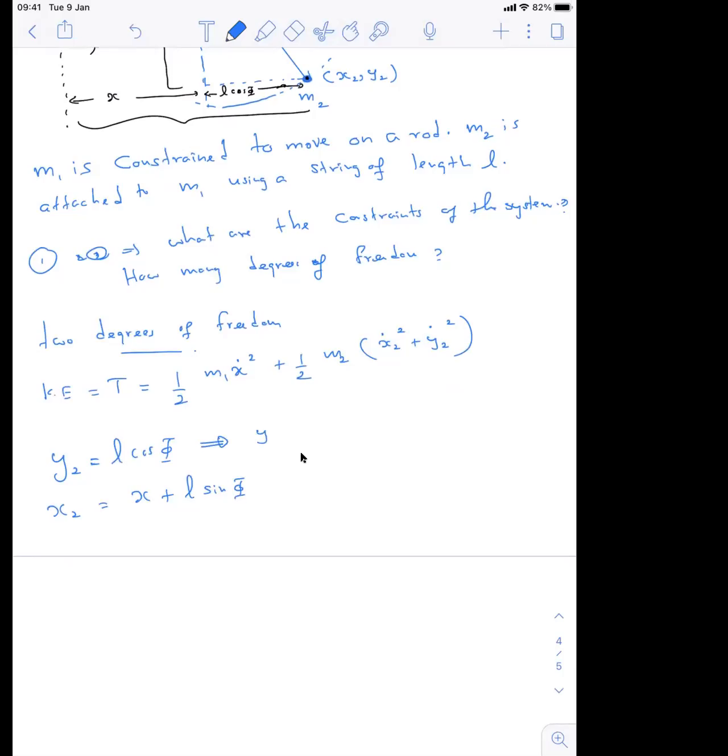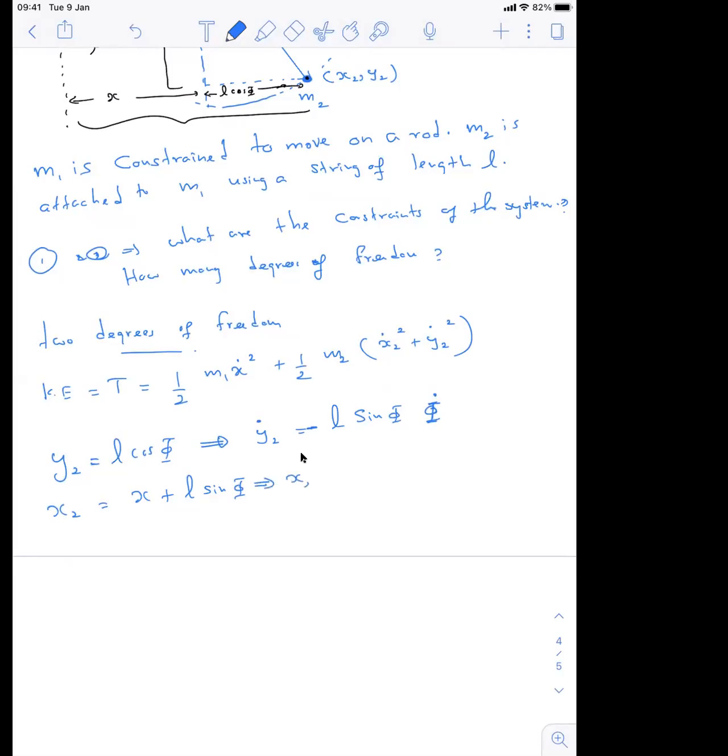So y2 dot means you have to differentiate this expression with respect to time. L is a constant. Now first, cos phi is the one that is changing, which is 1 degree of freedom, so it will change with time. When you take the time derivative, the derivative of cos phi is minus sine phi, and then you have to take the time derivative of phi, which is phi dot. Please let me know if any of you cannot understand this. I am under the assumption that you are very familiar with these differentiations. I am just using the chain rule: differentiate with respect to phi, and then with respect to t.